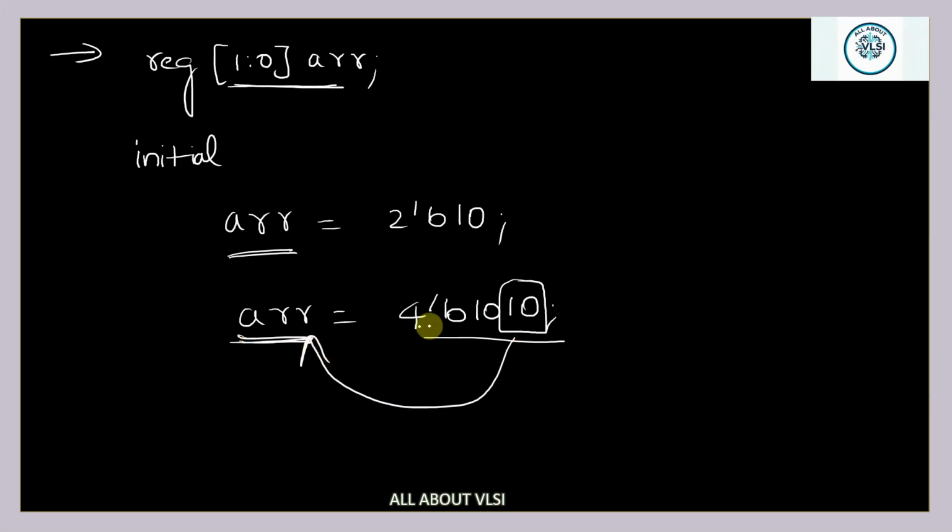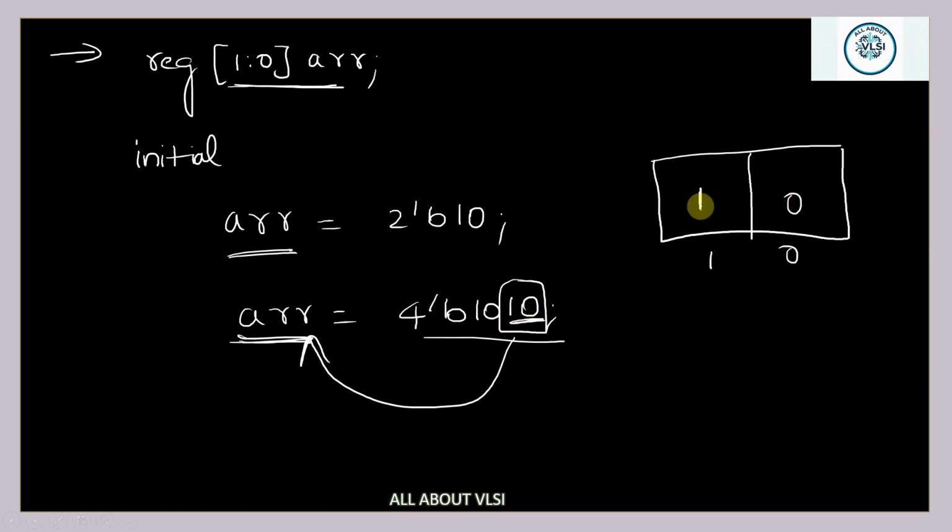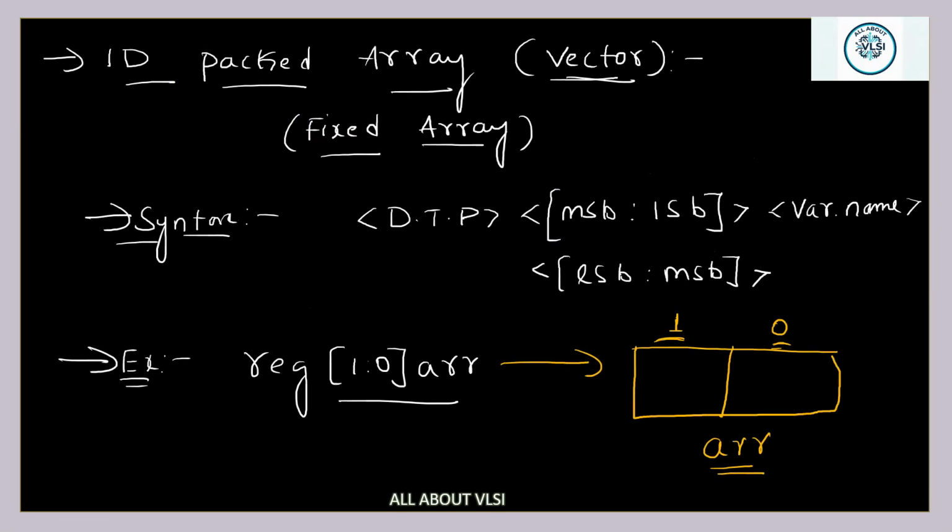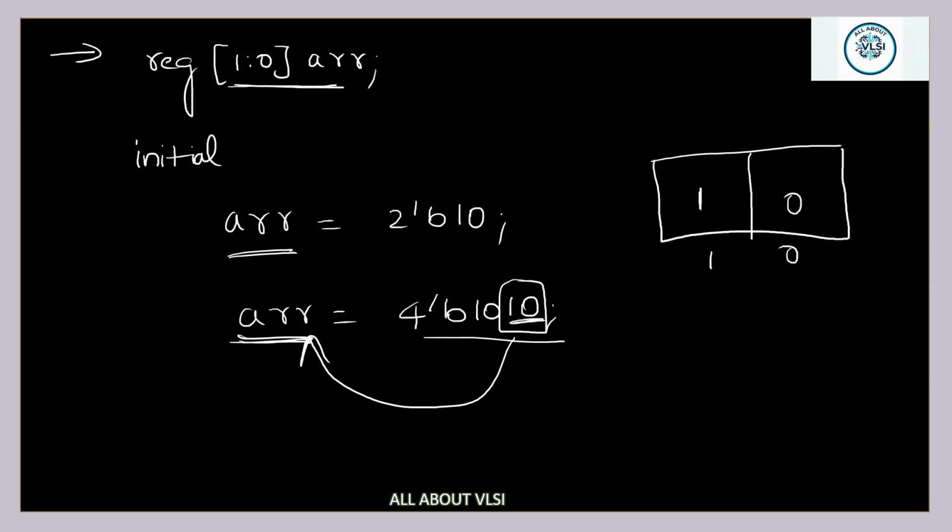Here the ARR size is not going to increase. Please remember, ARR will be 2 bits only because it is a fixed array and during the compile time the size is fixed. It cannot be changed. This is 0 and this is 1, and only 2 bits are going to be stored here. That's it. So this is how your fixed array is going to work, and this is especially your 1D fixed array. Is it clear for everyone?